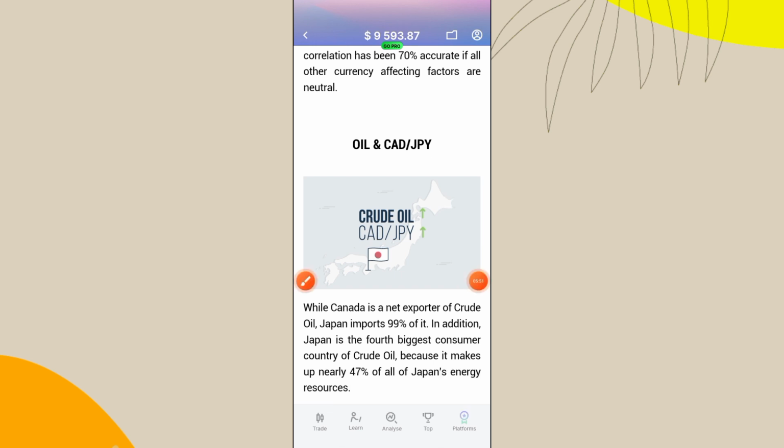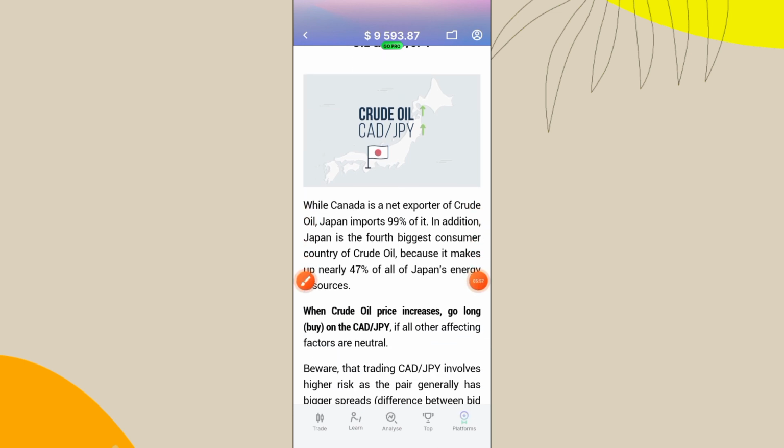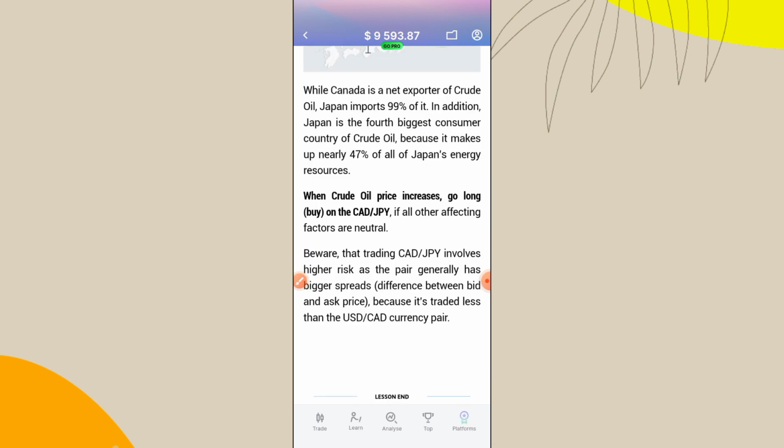But why is this happening? While Canada is a net exporter of crude oil, Japan imports 99% of it. In addition, Japan is the fourth biggest consumer of crude oil, which makes up nearly 47% of all Japanese energy resources. When crude oil price increases, you go long or buy on the CAD JPY, if all other affecting factors are neutral.